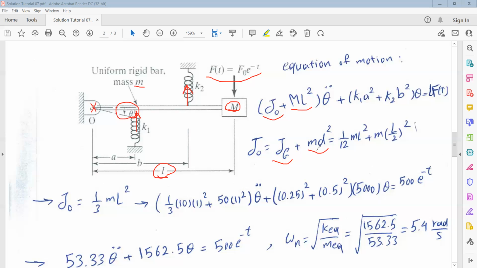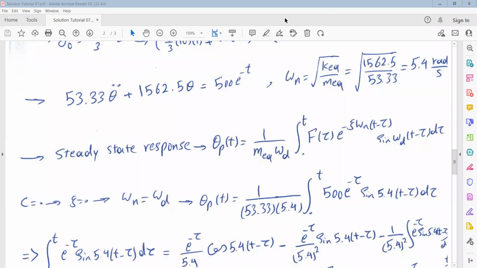And finally, if you substitute for Jg, the mass moment of inertia about the mass center, from dynamics, you know that it's equal to 1/12 m L squared plus m times d squared, which d, as I told you, is the distance between G and O, and in this case is equal to L divided by 2. And if you simplify this, you can conclude that JO is 1/3 m L squared. And finally, for the numerical values, you can calculate the numerical form of the equation of motion. Here, this is the equation of motion.